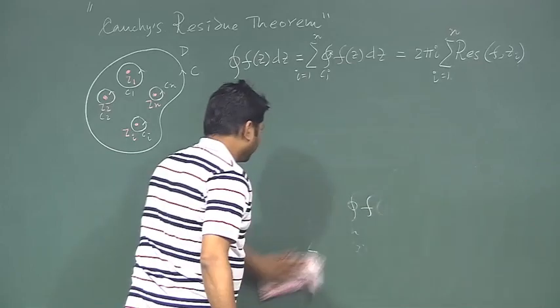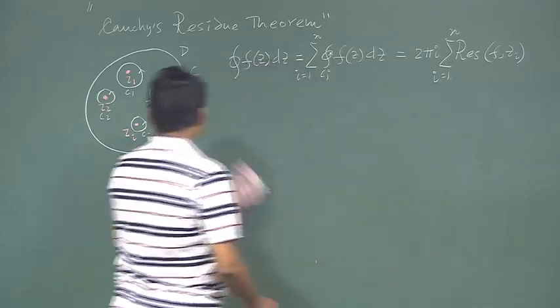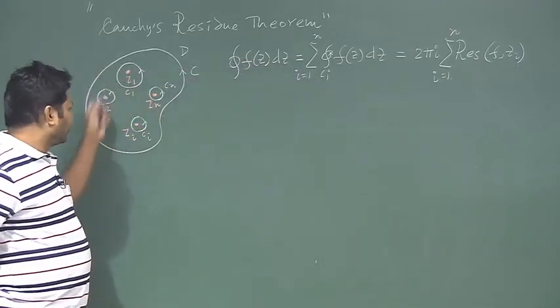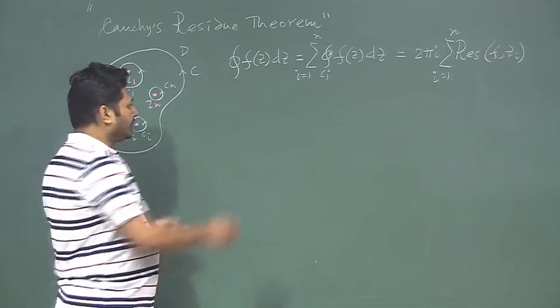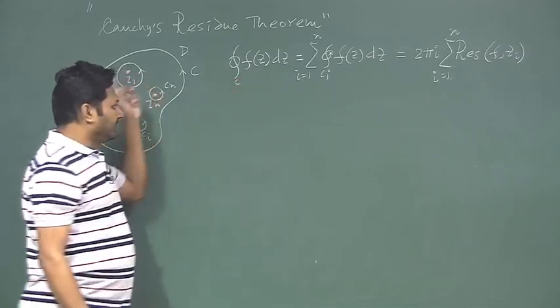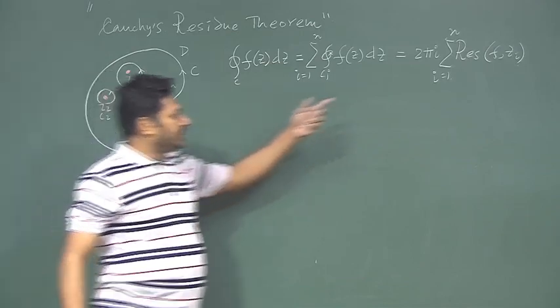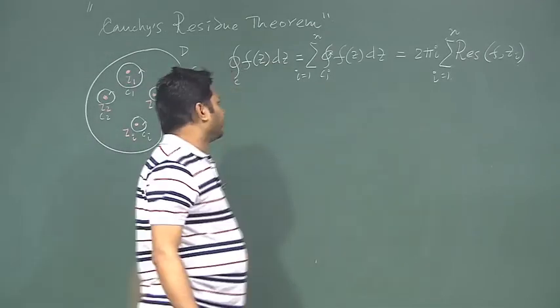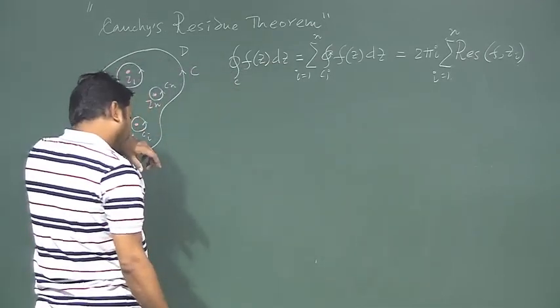So, the statement is quite straightforward: if a function is analytic except at these points, then if I want to find the closed integral over that region, I will have 2 pi i times the summation of residues.